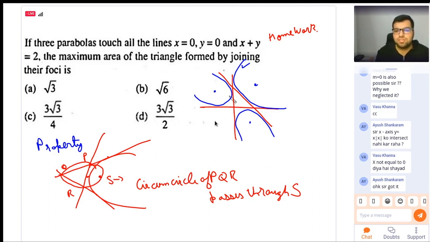Now see, if you draw a circle connecting these 3 points, these are actually points of intersection of the tangents. So when you draw a circle connecting these 3 points, the focus will always lie on this circle. Is it clear? Is this property clear? Let me draw another diagram.